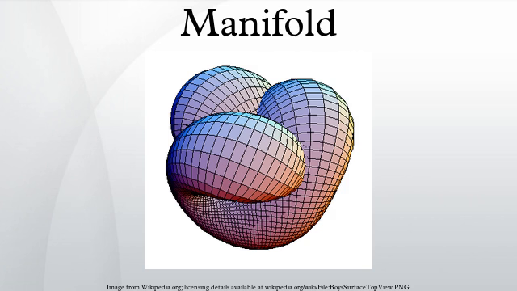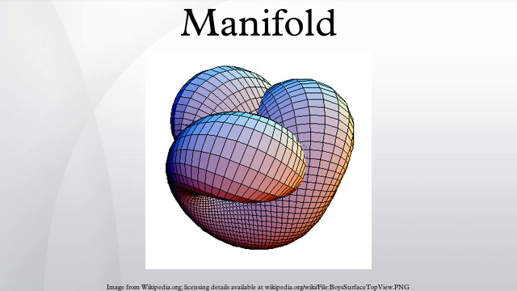In mathematics, a manifold is a topological space that resembles Euclidean space near each point. More precisely, each point of an n-dimensional manifold has a neighbourhood that is homeomorphic to the Euclidean space of dimension n. Lines and circles, but not figure eights, are one-dimensional manifolds. Two-dimensional manifolds are also called surfaces.